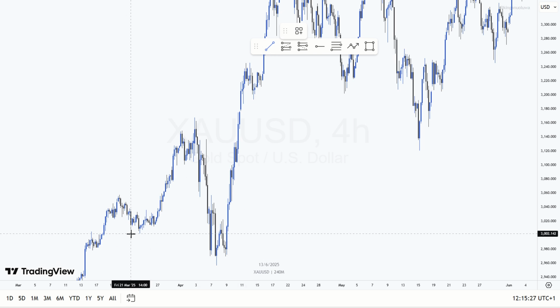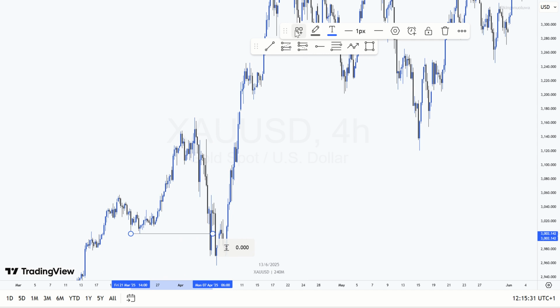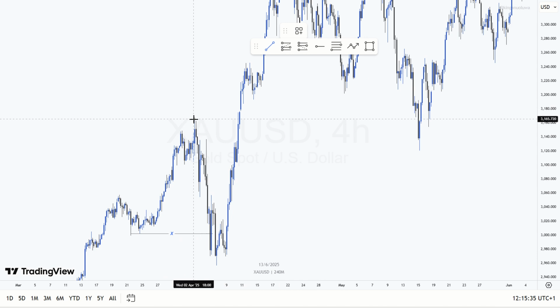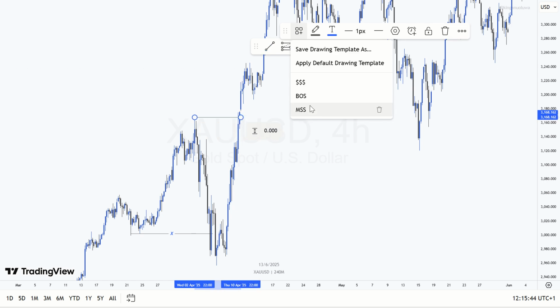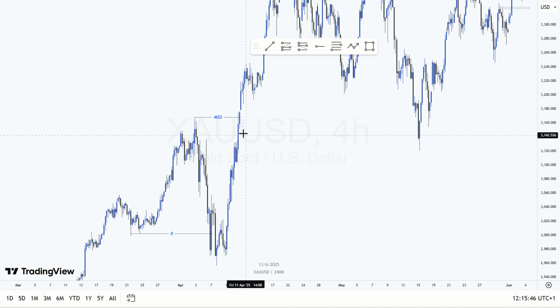So right here, this zone, we have a break of structure to the downside. Break of structure. We have a market structure shift right here. Now, why is it a market structure shift? When price broke structure to the downside right here, it's expected that price should continue selling from this order block or this supply zone, but it failed.